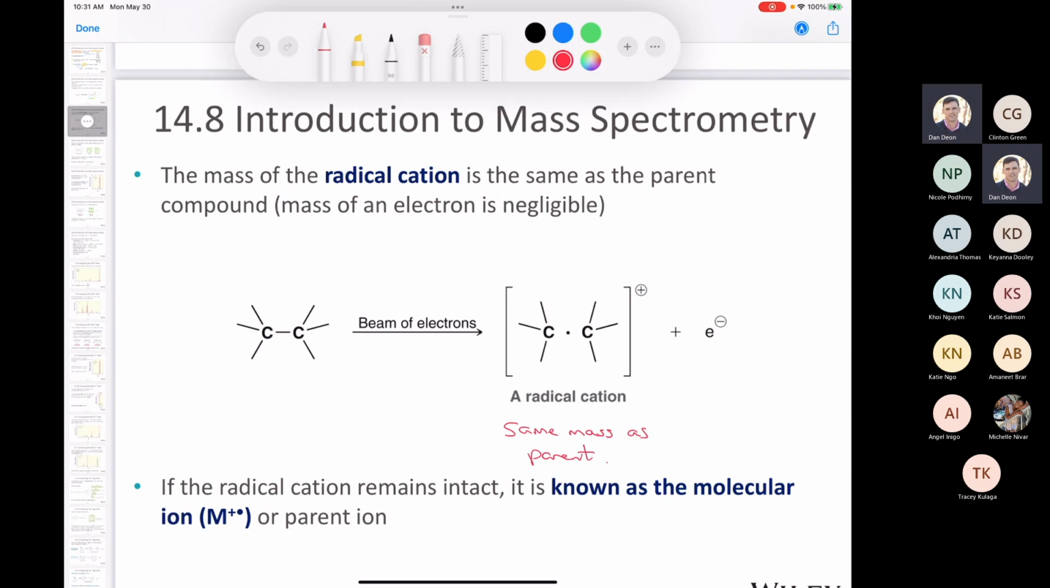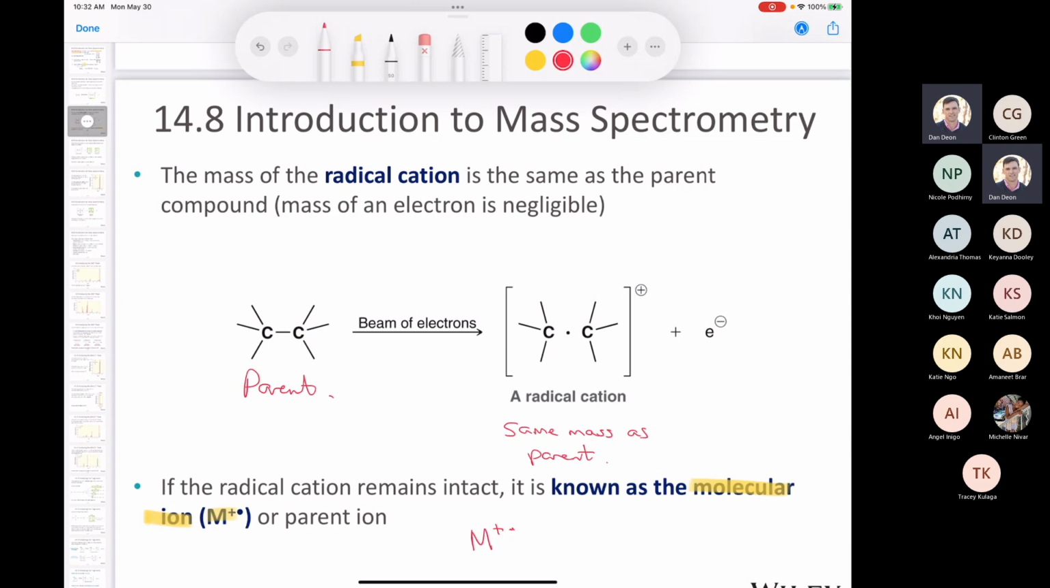Okay, so now we've got a radical cation, and we can detect the mass of that cation, and we know that it has the same molecular mass as the parent. This is our parent. And so if the radical cation remains intact, we call that the molecular ion. That radical cation that just lost one electron from the parent, we call that the molecular ion, and we call that M+, and we put that little dot up in the corner, so we write M+ for the parent, which is a cation, but then we put the little dot there, which represents that it's a radical. So we call that the parent ion or the molecular ion.